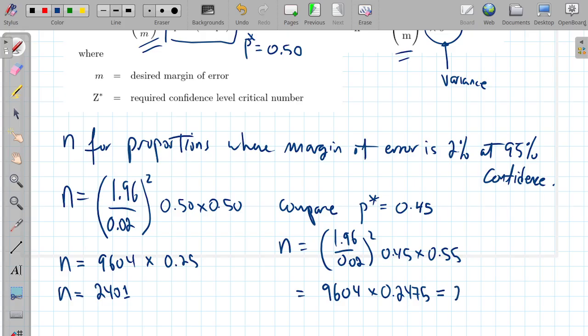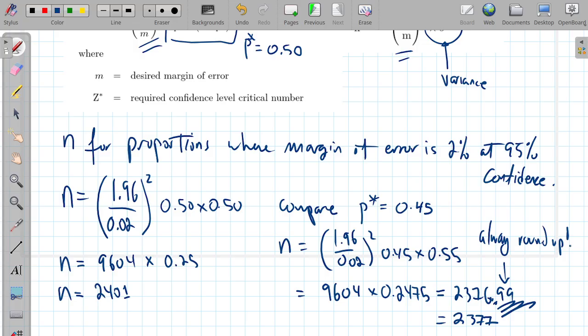That'll give us 2376.99. Now, here's the thing to remember. Regardless of the decimal, whether it's large or small, you round up. 2377 is the recommended sample size. It's always better to have one extra than one too few. So for this, we always round up, never down. And that's how you do that for proportions.